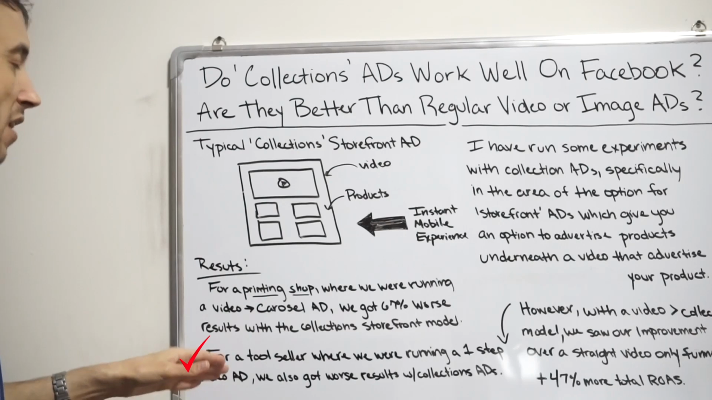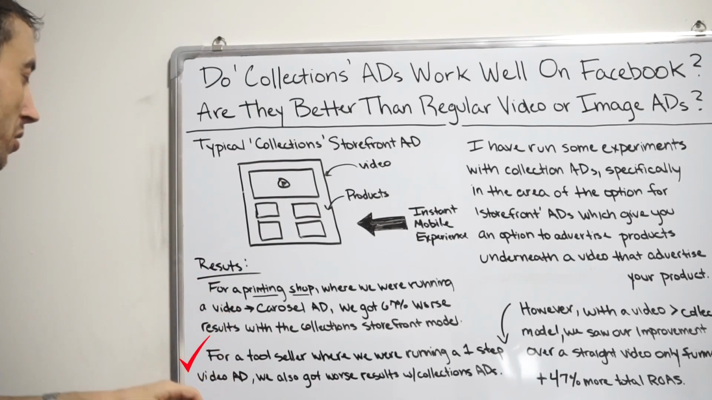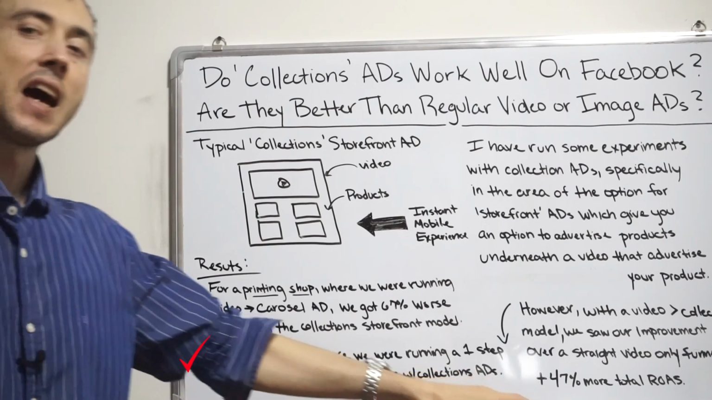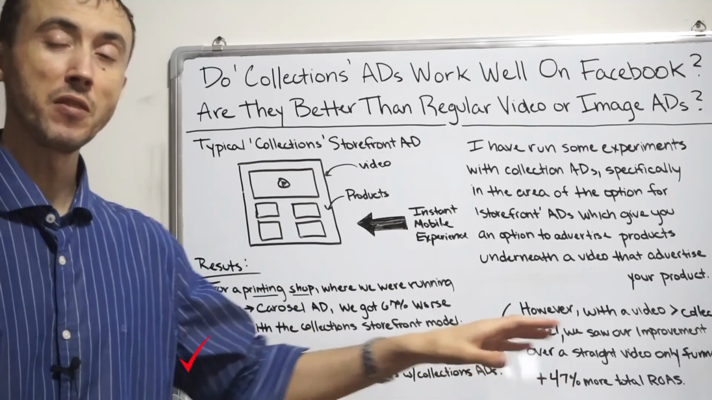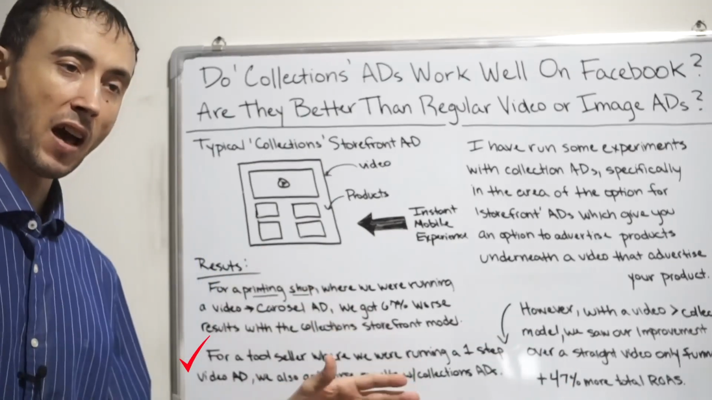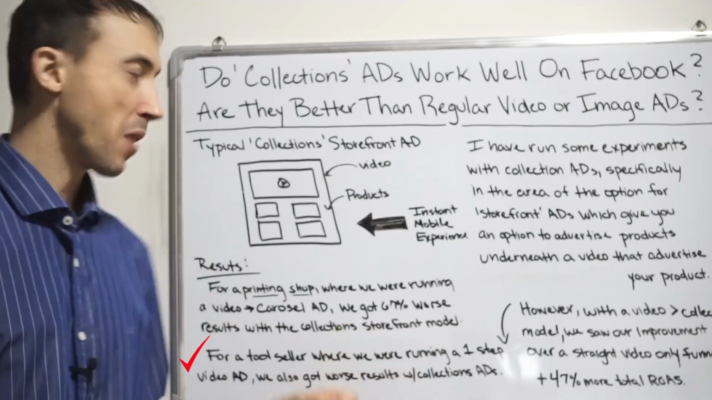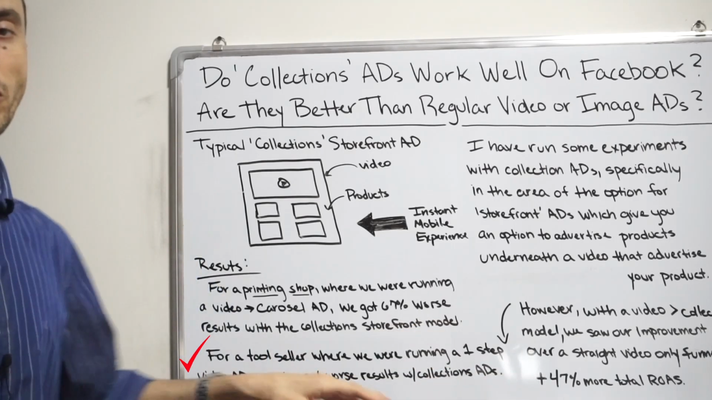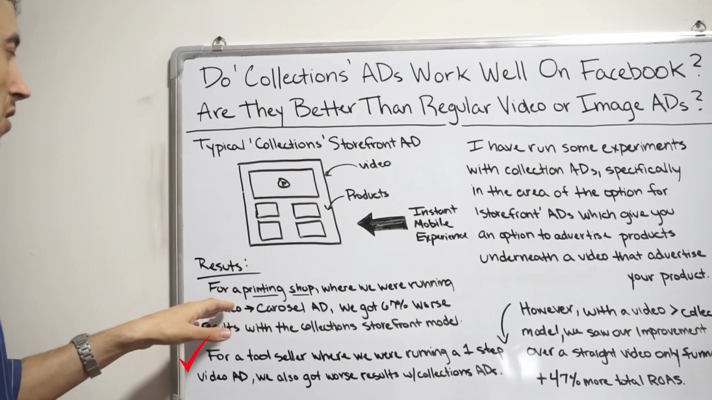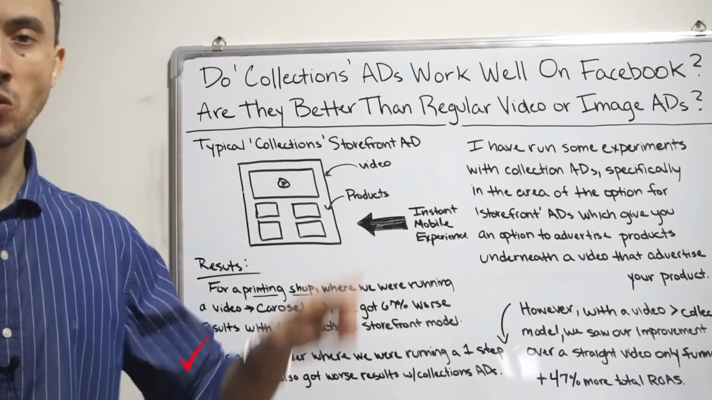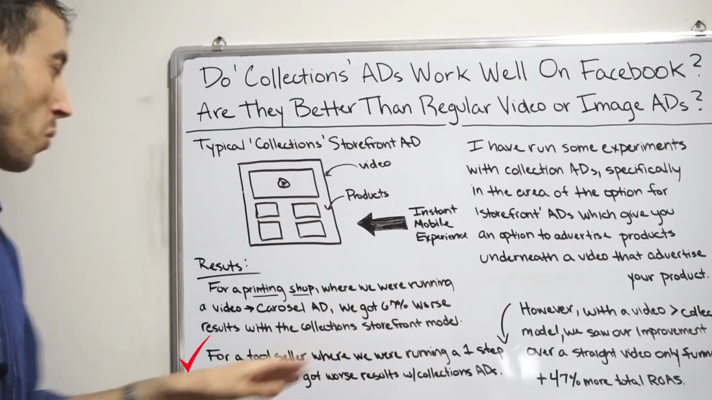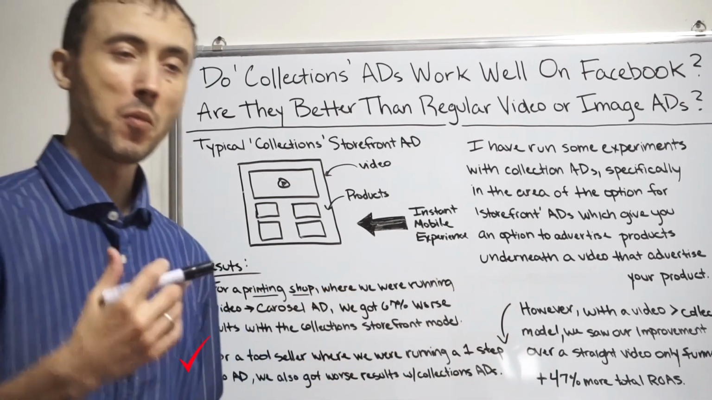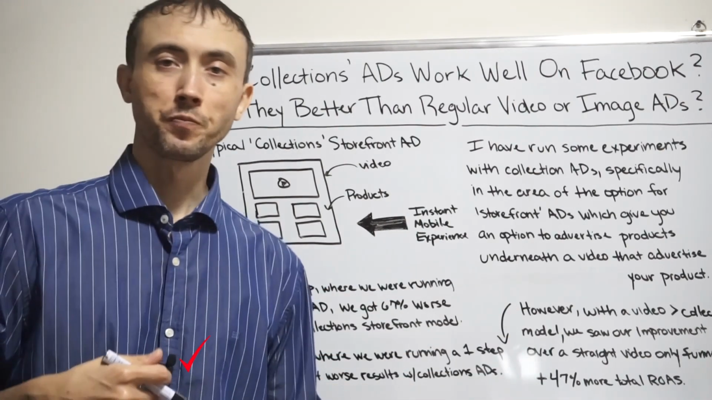But in the case that we had a branded tool seller that was doing video ads, when we switched to just using the collections ad by itself, with a one-step sale, the collections ad also did much worse ROI-wise than the video ads for the tool seller. So it wasn't just because the print shop went from a two-step sale to a one-step sale that it did worse. When we had a one-step sale with the tool seller, just doing video ads, it also did worse.